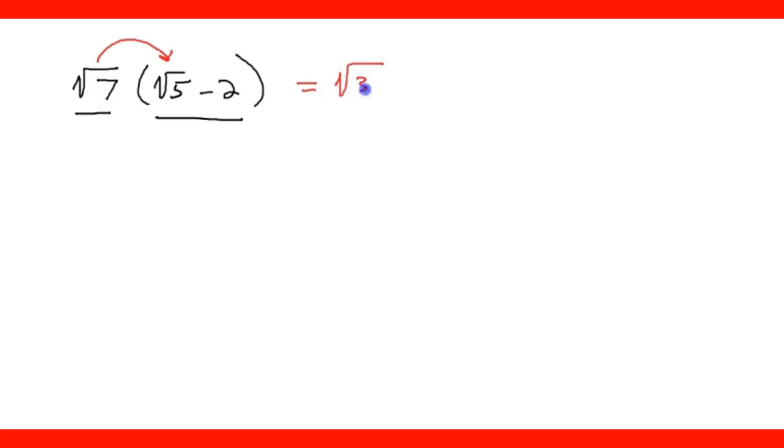So here's the first example, the square root of 7 times the quantity of radical 5 minus 2. This is a single term times a binomial, and we know that when we multiply a single term times any polynomial, we use distributive. So I take radical 7 times radical 5, that's radical 35. And then I take radical 7 times a negative 2, and I get minus 2 radical 7.